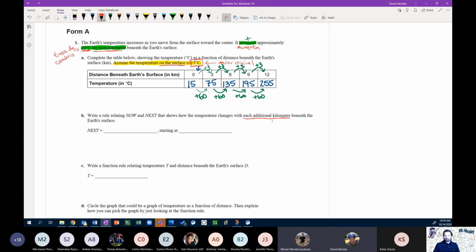Ok, vamos a escribir una regla en el que digamos el now and next, que demuestre cómo la temperatura cambia con cada kilómetro adicional que se agregue debajo de la superficie de la Tierra. Cada kilómetro adicional.